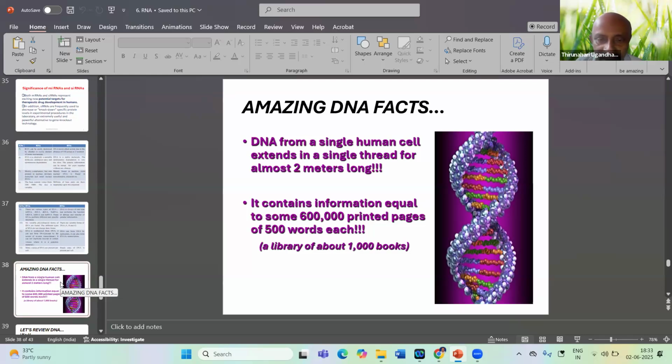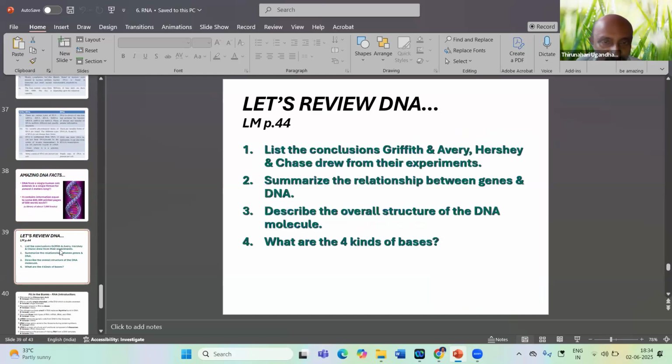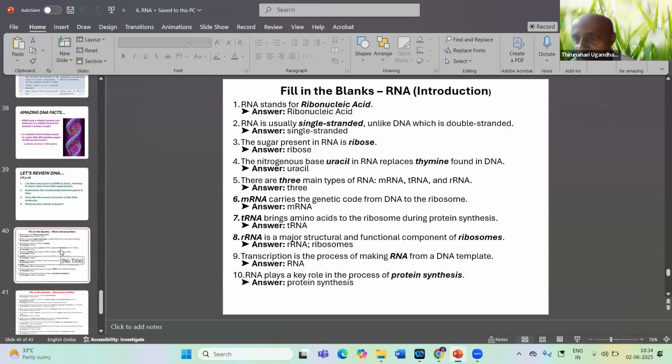It contains information equal to some 6 lakh printed pages of 500 words each. In a library, that is about 1,000 books. 6 lakh printed pages of 500 words each is an amazing feature of DNA, and it is important.